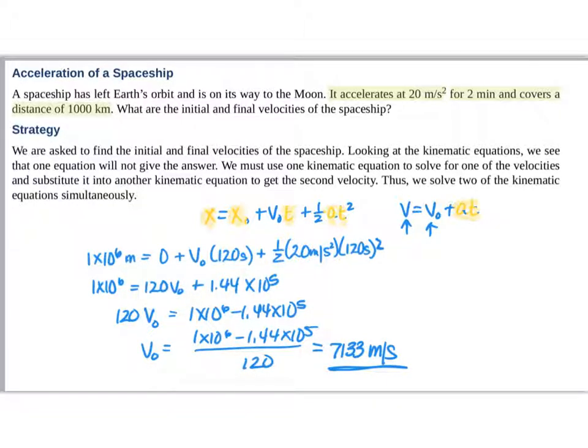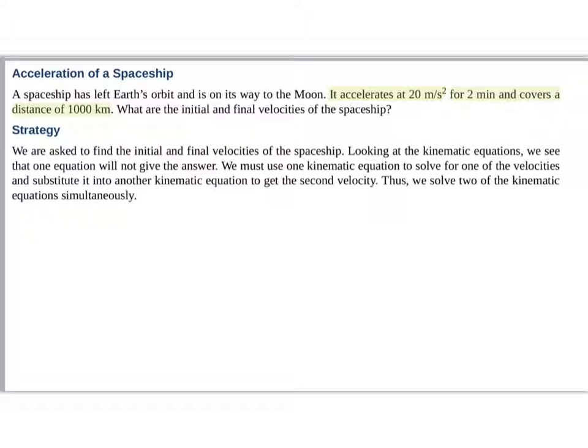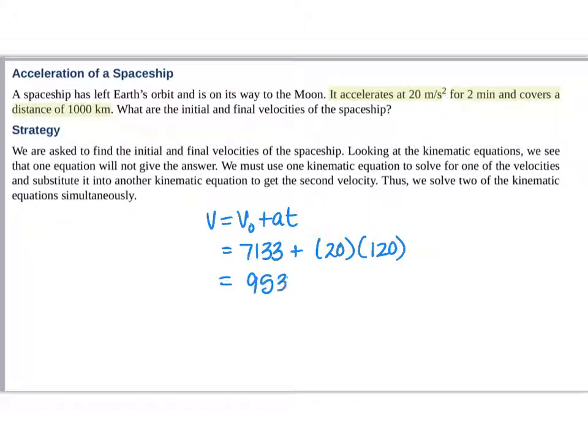Now that we know that, we can use our other expression, v is equal to v naught plus at. We know that our v naught is 7,133 meters per second, plus our acceleration, which is 20, times our time, which is 120 seconds. And this gives us a final velocity of 9,533 meters per second. And that is how we can solve that problem.